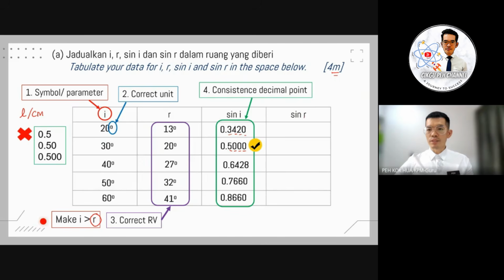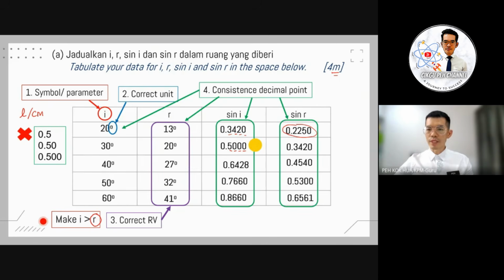And then the next is sin R. For this reading, you just press sin 13 on your calculator, and you will get this value. Again, you press all the values and make sure the readings for all sin R have a consistent decimal point, which is 4 also. And the values for I and R must also have a consistent decimal point. If I say here no decimal point, then all must be the same. So if you fulfill these 4 tips, you will get full marks for this tabulation question.